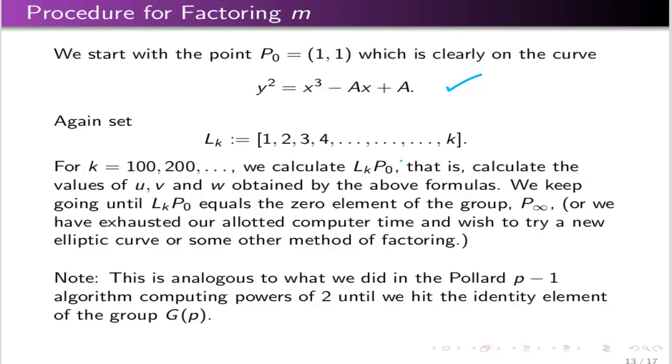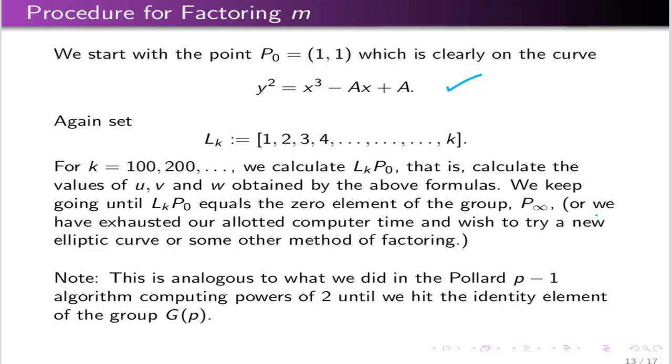So we're in an additive group, so we just keep adding P0 to itself, and we calculate this by doing successive addition. And by calculating this, I mean let's calculate the successive u, v, and w values that we wrote the formulas down for. And you keep going until Lk P0 is the zero element of the group, P infinity. Or maybe you've exhausted your allotted computer time, or you say, okay, we've gone on long enough and I haven't hit the zero element, and so let's try a new elliptic curve and see if we can be successful.